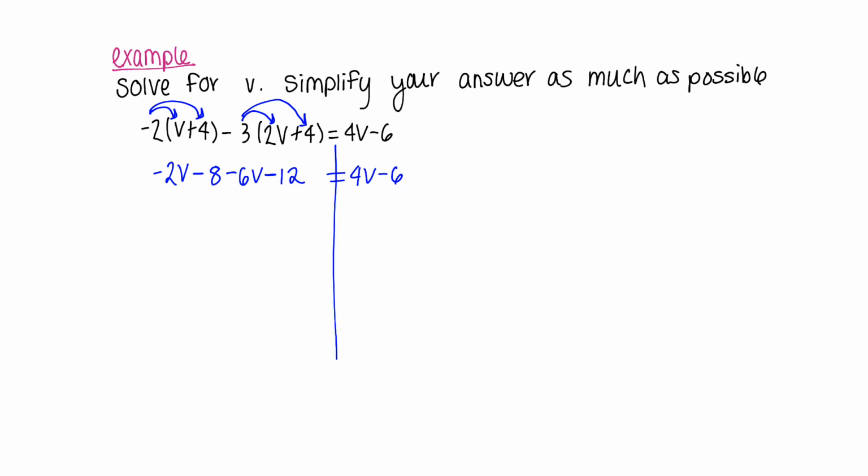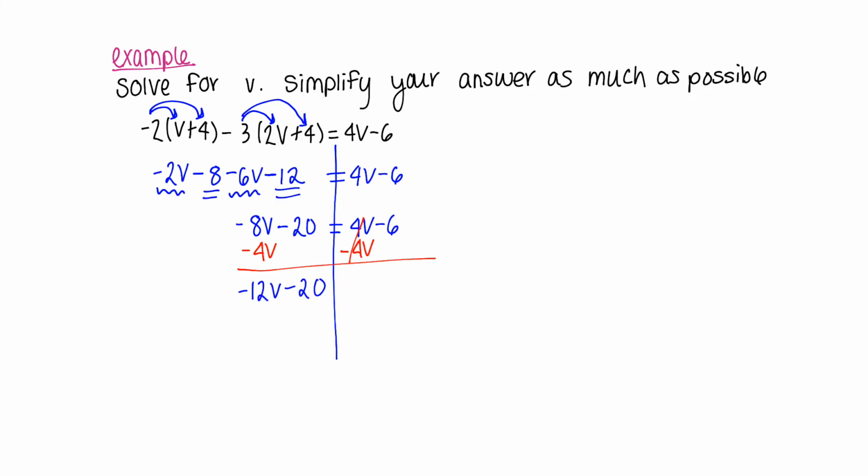I have some like terms on the left-hand side that can be combined. So I can combine together these v terms, and then these constant terms can be combined. Negative 2v minus 6v is going to give me negative 8v. Negative 8 minus 12 is negative 20. And then the 4v minus 6 will stay. I'm going to subtract 4v on both sides to eliminate the variable on the right-hand side. Negative 8v minus 4v will be negative 12v. The minus 20 comes straight down, and we have a negative 6.